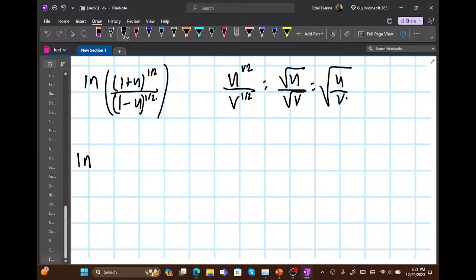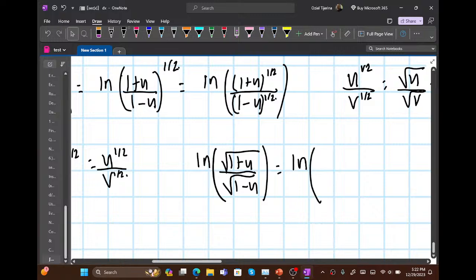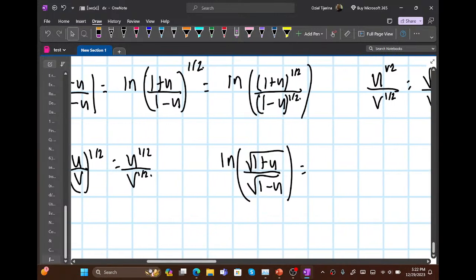We're almost done. This is going to be the natural log of the square root of 1 plus u over the square root of 1 minus u, which is equal to the natural log of, actually, I'm sorry. Actually, just keep it like this, guys. Don't even put the whole square root like that. Unless you did do that, then just turn it to the square root of the top over square root of bottom.